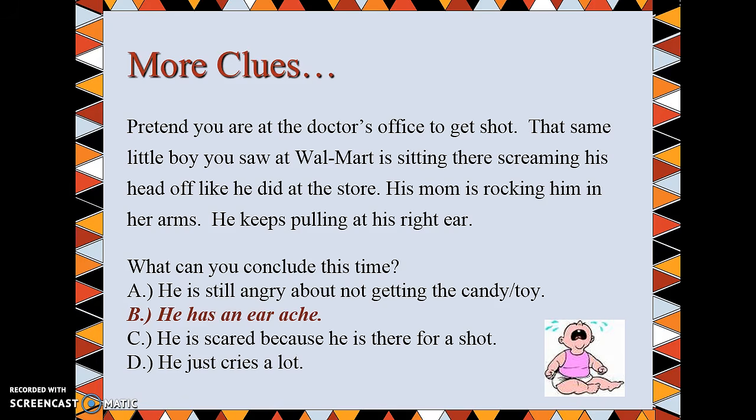Did you get it right? That extra little clue, the little tip about him pulling on his right ear, lets us know it's possible that he's scared that he's there for a shot. That's still possible. But the fact that he's pulling on his right ear, that little bit of evidence in the text, helps us to draw the conclusion that he has an earache.